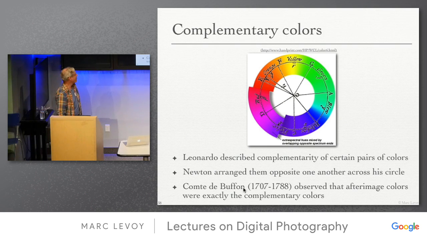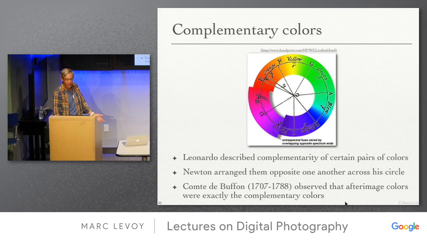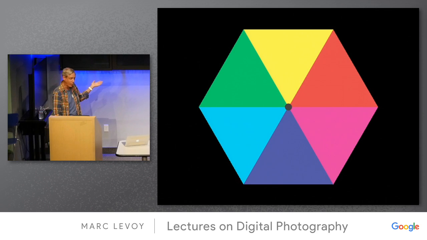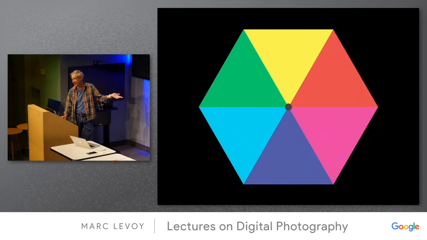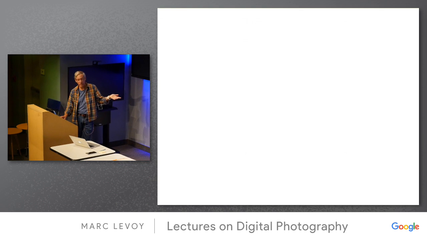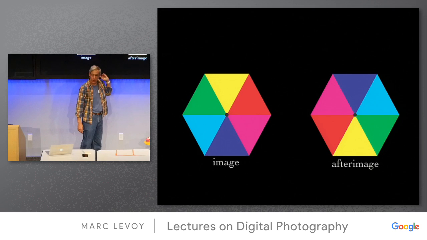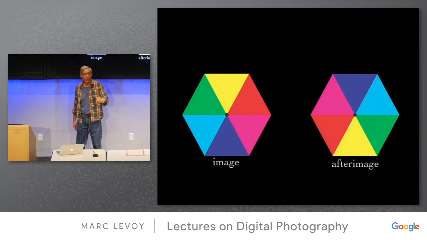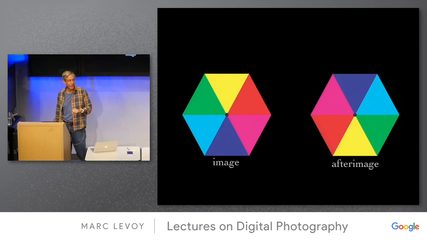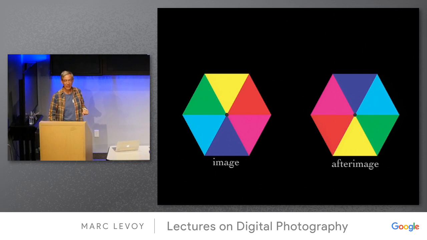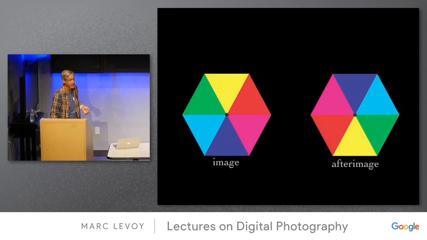So the Comte de Buffon observed that after-image colors were the same as complementary colors. After-image is a psychophysical effect. I won't force this on you now, but you can go play with this on the slides later: stare at the dot in the middle for 30 seconds, then look at a white screen, and you should see the colors on the right. And those are the same colors that artists have always said are the complementary colors. Now, isn't that strange? Because this is not an artist choosing those colors. This is your human visual system just reacting.